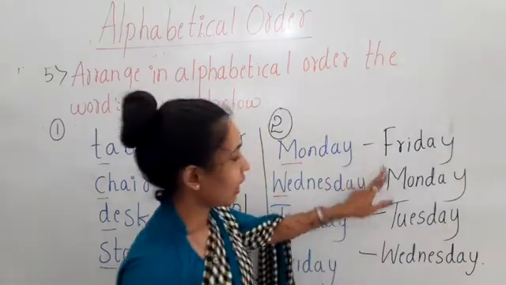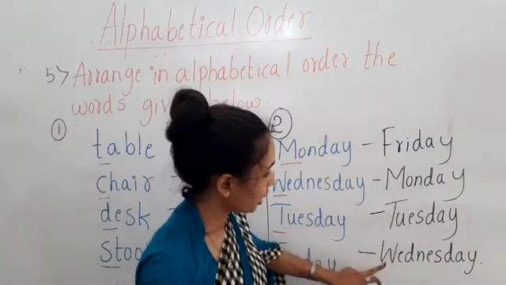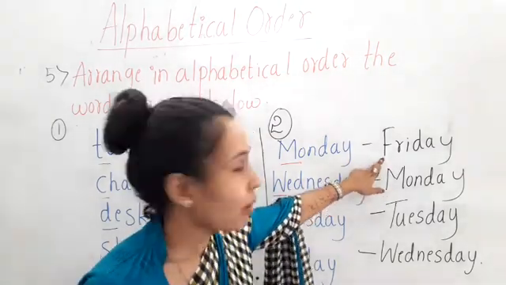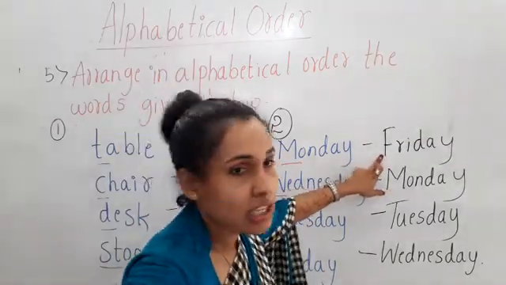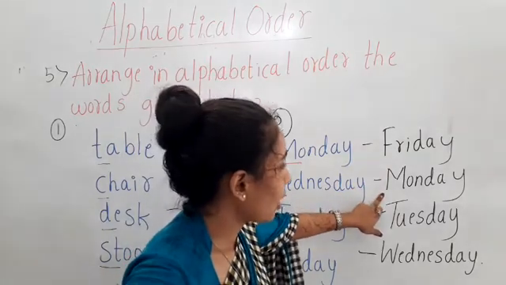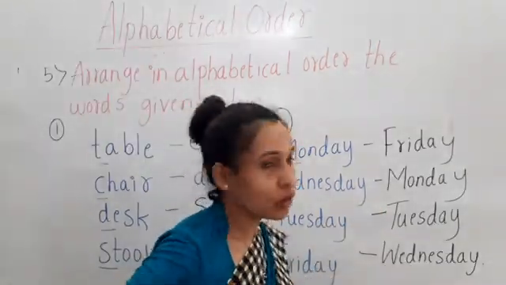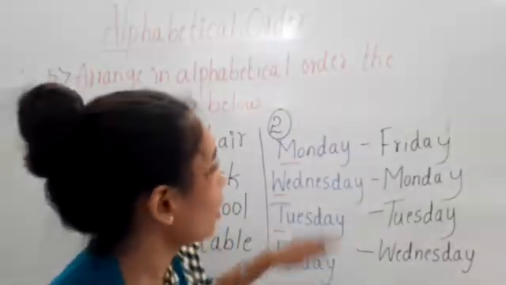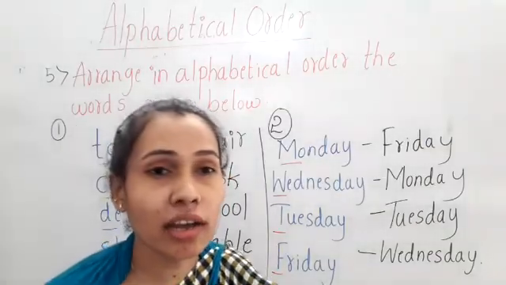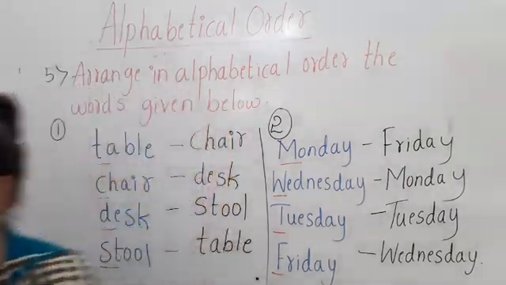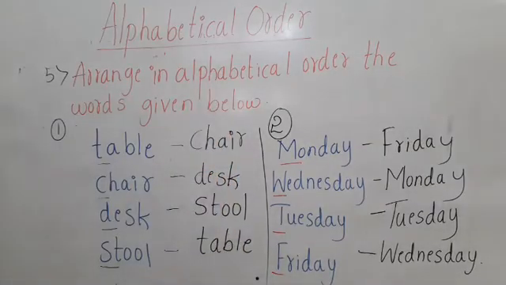Okay. Friday, Monday, Tuesday, Wednesday. So F comes in the beginning. After F, M comes in the alphabet. After M, T. T after W. So we have to arrange the words in alphabetical order according to the letters they start with. Okay, children? Take the screenshot of this.